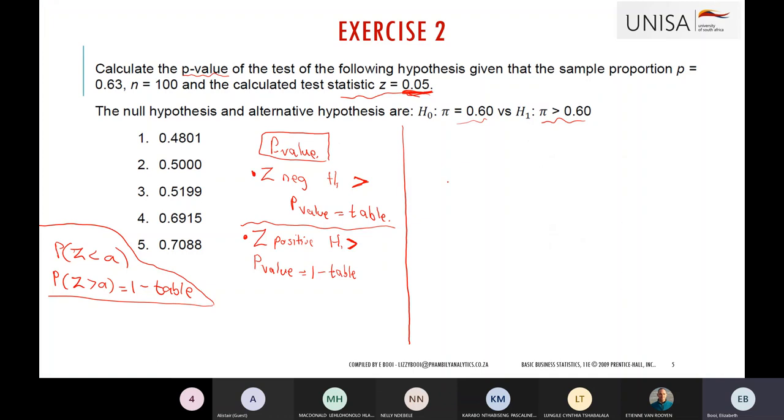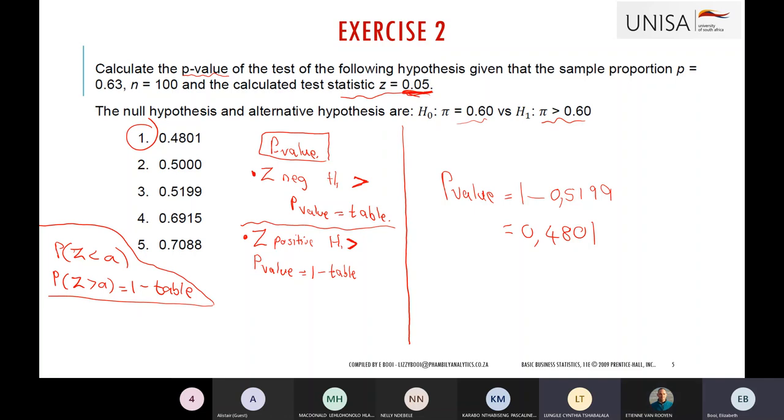0,5199. So in order for us to find the p-value, we need to say 1 minus 0,5199. And our p-value is 0,4801. So it's option 1. And that will be option 1.